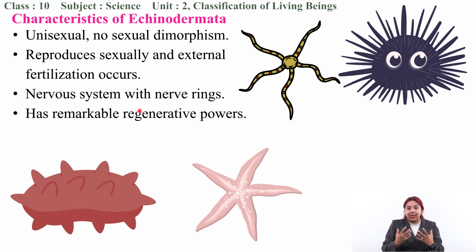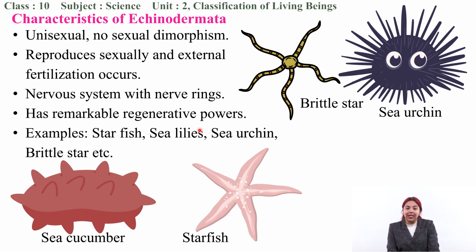Due to that reason, it acts as a protective feature in these organisms, so that when it feels like it is being attacked by certain predators, they usually break off their body part and run off. So they have remarkable regenerative power. If they did not have regenerative power, they could not perform autotomy. Now, a few examples of the organisms that belong to this phylum are starfish, sea lilies, sea urchin, brittle star, sea cucumbers, etc. We have already studied all the 8 phyla of the invertebrates.